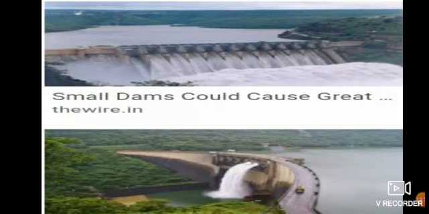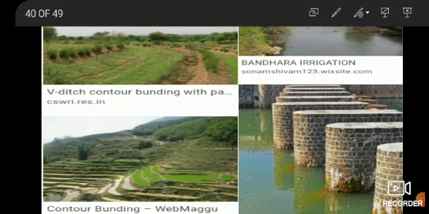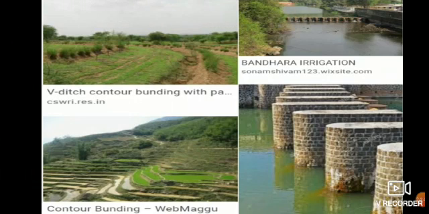Here you can see the dams, then the smaller reservoirs, counterbunding, stopping the water of the smaller streams by constructing bunds or bandars. Here you can see. So with the help of this, what happens? We can stop the rainwater for our daily need.